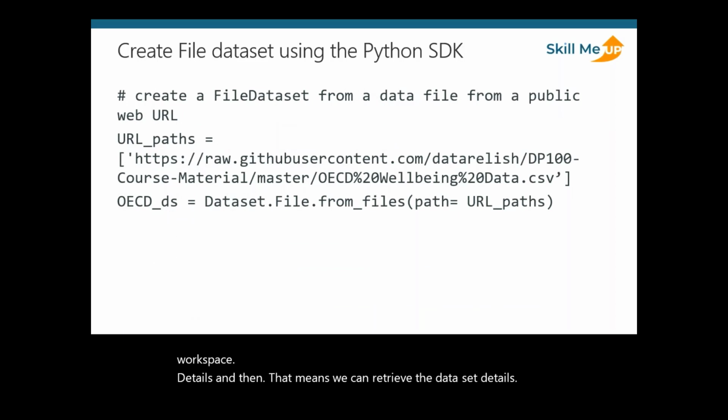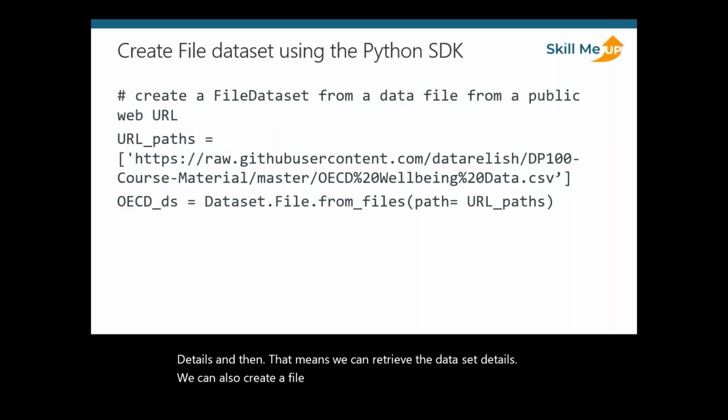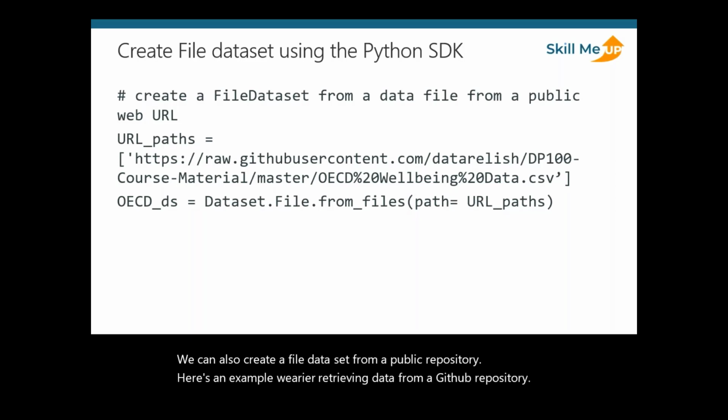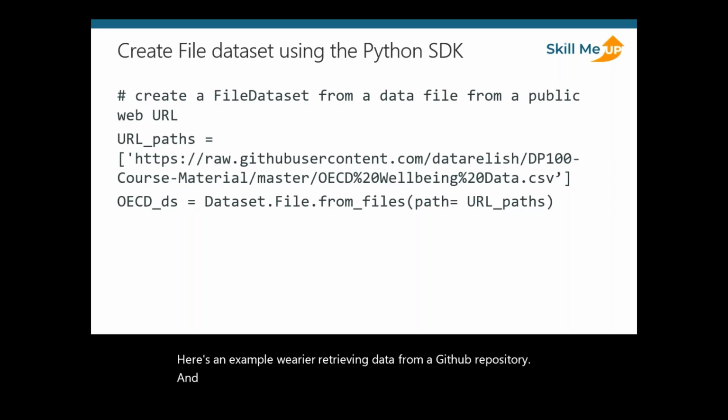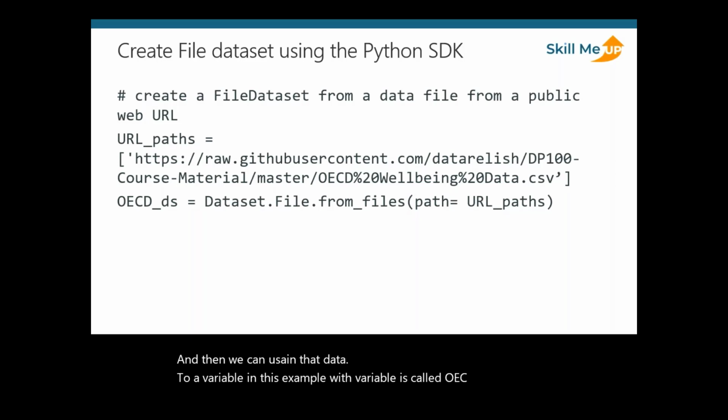We can also create a file dataset from a public repository. So here's an example where we are retrieving data from a GitHub repository. And then we can assign that data to a variable. In this example, the variable is called OECD dataset.